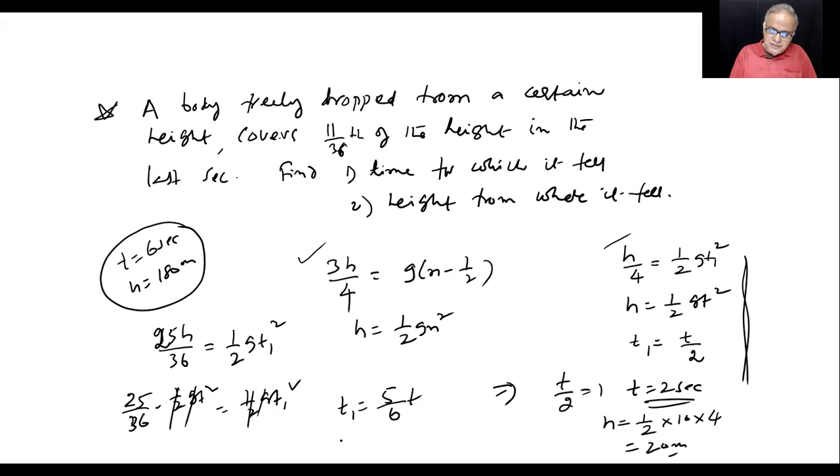Right? So the second time will be how much? T minus T1. Correct. That is how much? T minus 5T by 6, that is T by 6. T by 6 is 1, so T equals 6. Yes, sir. So what Vishnu was doing is a very quick method. That's good.